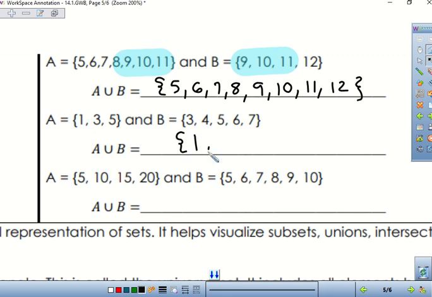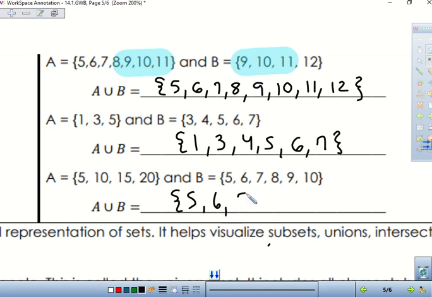This one here would be 1, 3, 4, 5, 6, 7. That's merging the two sets together, right? And then for this one here, we're going to have 5, 6, 7, 8, 9, 10, 15, and 20. So I'm just merging the sets together. So do we have any questions about that?